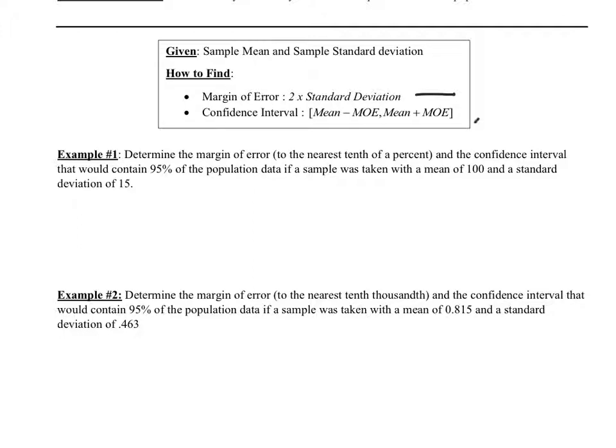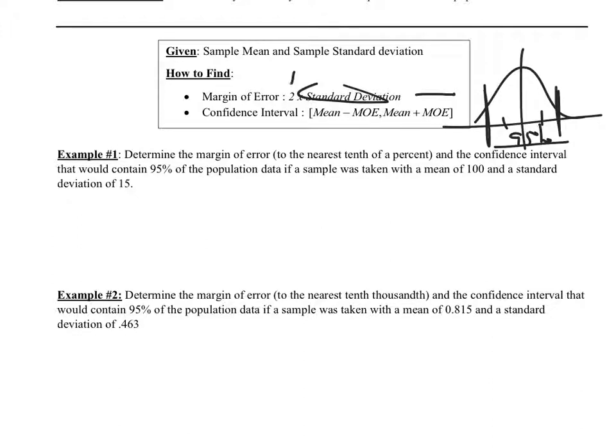Now, we understand what that means, right? It was always that 95%. 2 standard deviations above the mean and 2 below. That's the 95%. That's why this is such a big deal in this class. That 95% is what we want to stay around. So that's why we take the standard deviation and multiply it by 2.